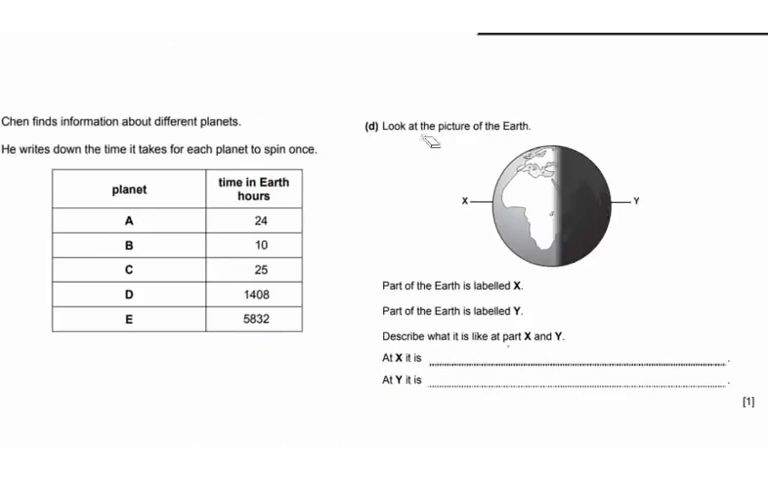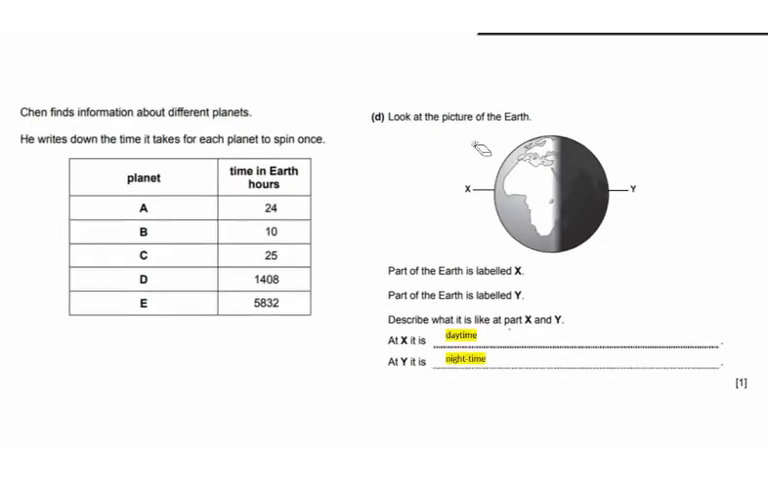Question D. Look at the pictures of the Earth. Part of the Earth is labeled X and part of the Earth is labeled Y. Describe what it is like at part X and Y. At part X it is, and at part Y it is. If you haven't finished, you may pause the video for a while. Now we'll see the discussion of this question D.